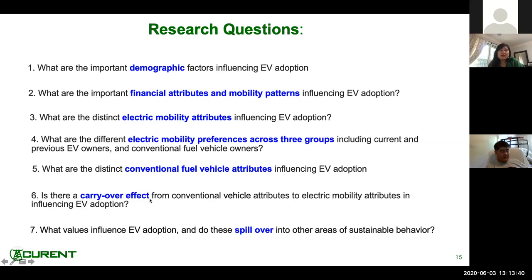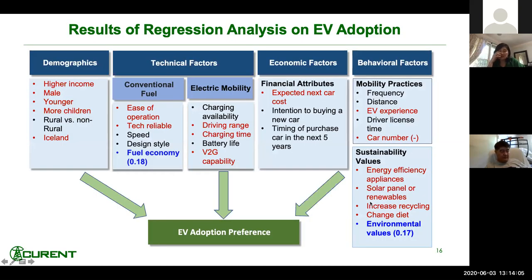So is there any carryover effect from conventional vehicle to electric mobility attributes in terms of influencing EV adoption? And also, do you think that people's daily beliefs, like sustainability behavior, will spill over, meaning that one affects the other and then influences EV adoption? So this is an analysis of almost 6,000 survey participants, looking at all the different factors.